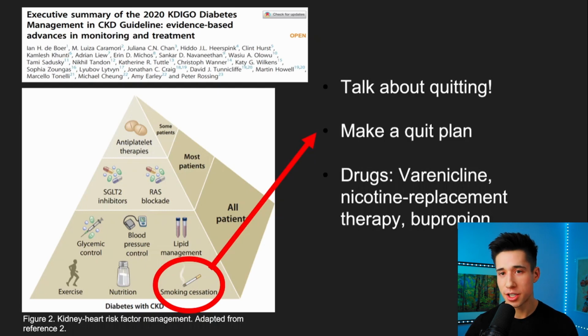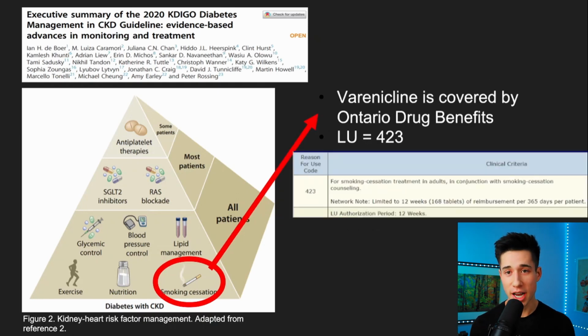In terms of coverage, if you have a patient who has government coverage, I would probably go with Varenicline in Ontario. You can get this one covered by the government. The LU code lasts for about 12 weeks for each year. So you can give them the LU code once a year, and then each year it lasts for 12 weeks. They get a short course of Champix pretty much. So LU code 423, and you can prescribe Varenicline, and that will be covered by the Ontario Drug Benefits.